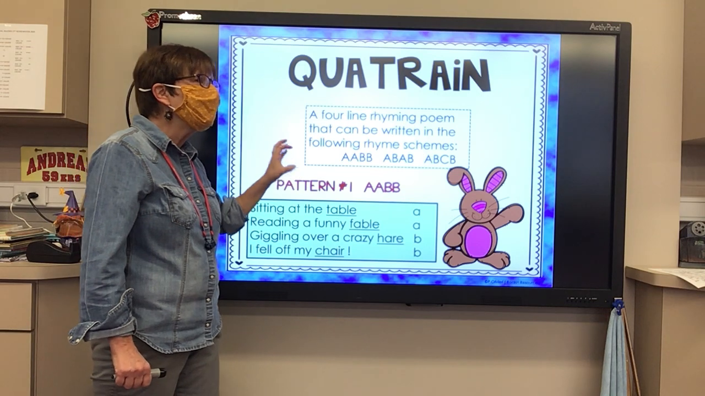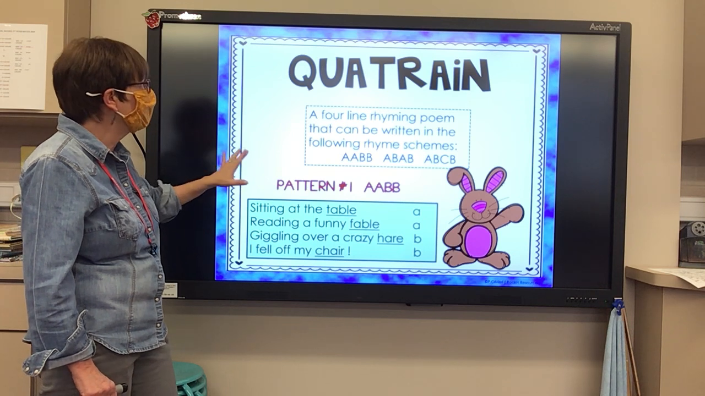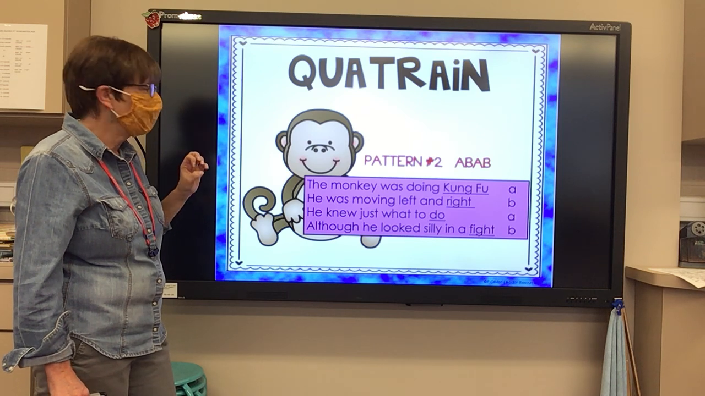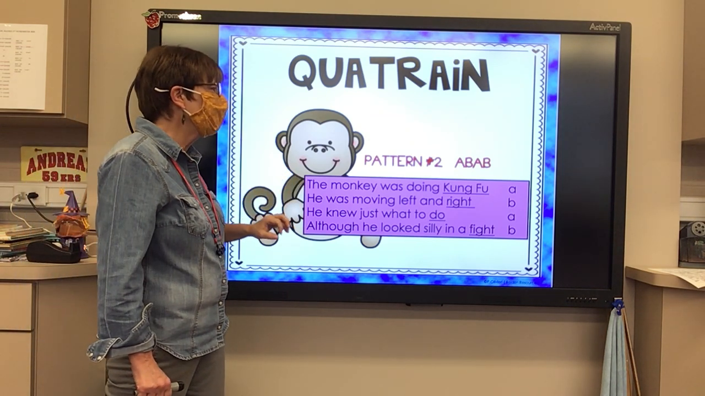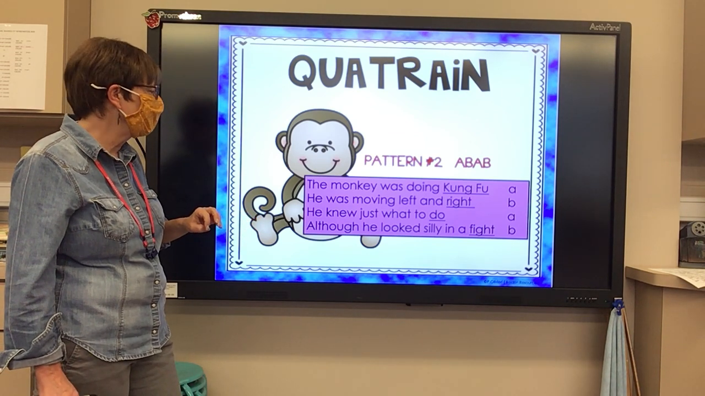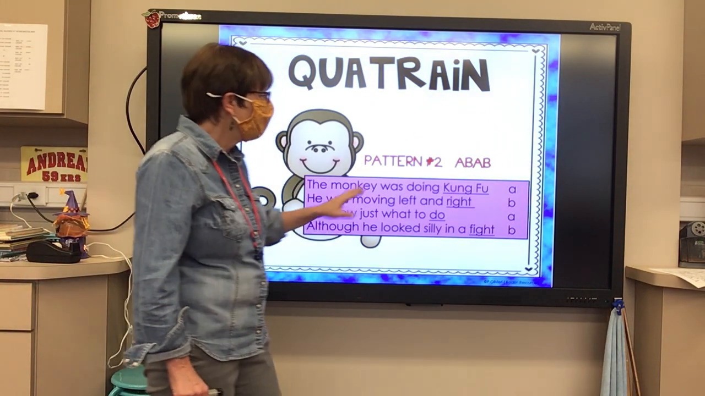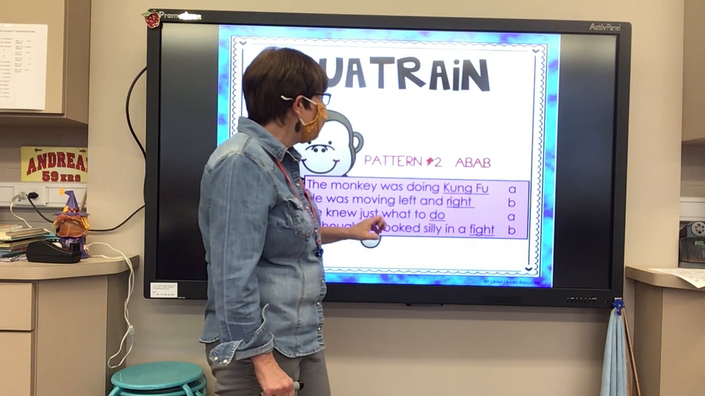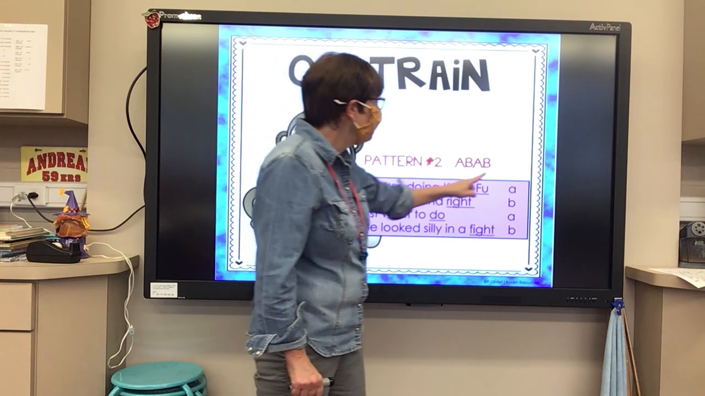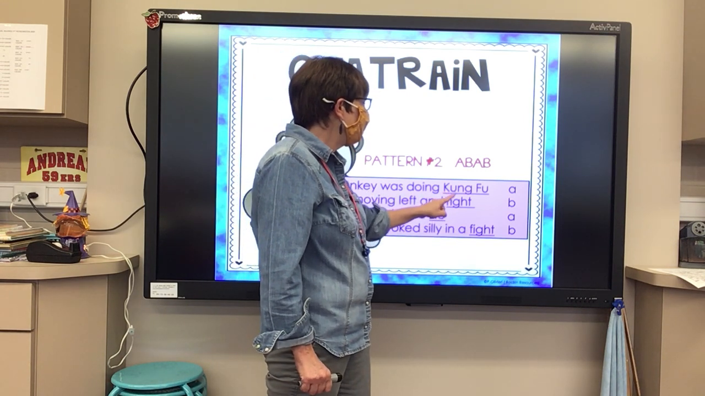So let's look at the other different patterns in this type of poem. Then there could be a pattern like an ABAB pattern. Here is the poem: the monkey was doing kung fu, he was moving left and right, he knew just what to do, he thought he looked silly in a fight. So here we have kung fu, that's line A, and it rhymes here in the 3rd line. Kung fu and do rhyme. So that is an A and an A, and then we have right and fight rhyme. So that would be B and B.